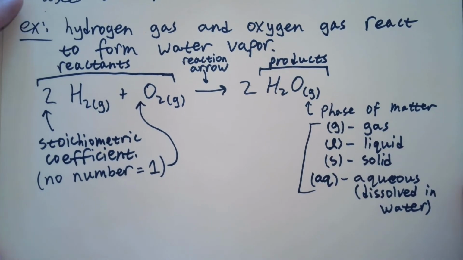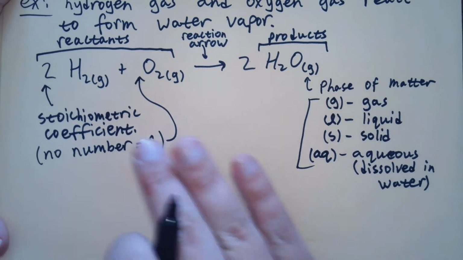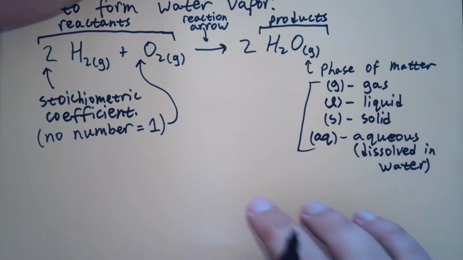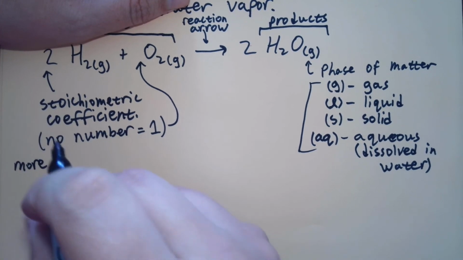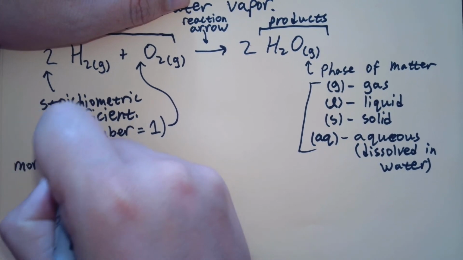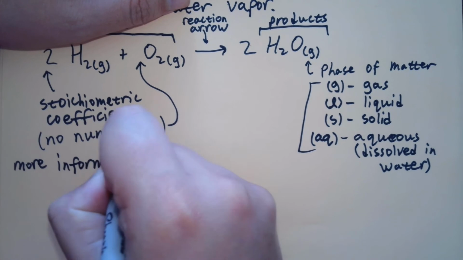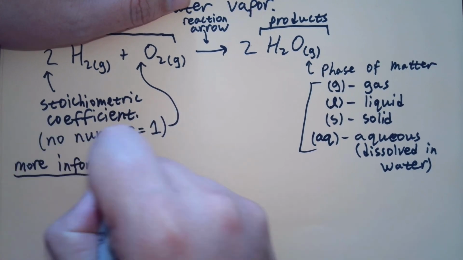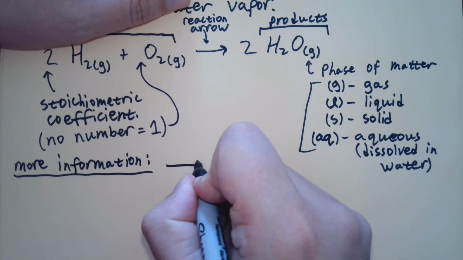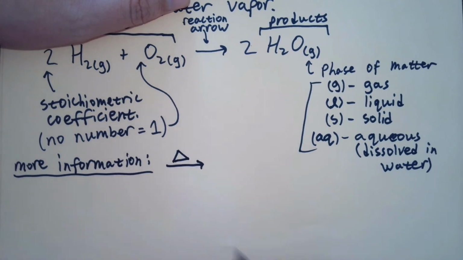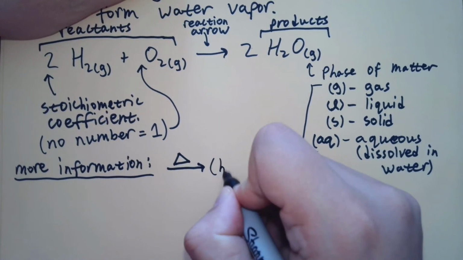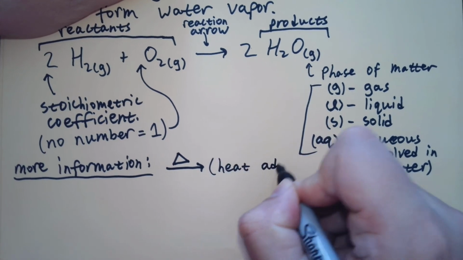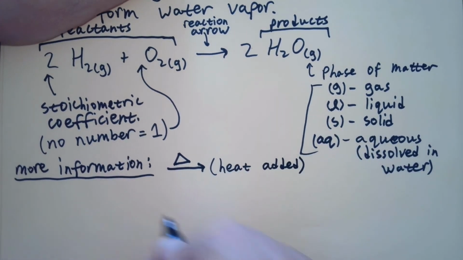There's a little bit more information that we could present. This reaction didn't need it. But we can use a few more tools here to show some more information. If you see your reaction arrow with a Greek delta, also known as a triangle, over it, this means that heat has been added to help the reaction happen.